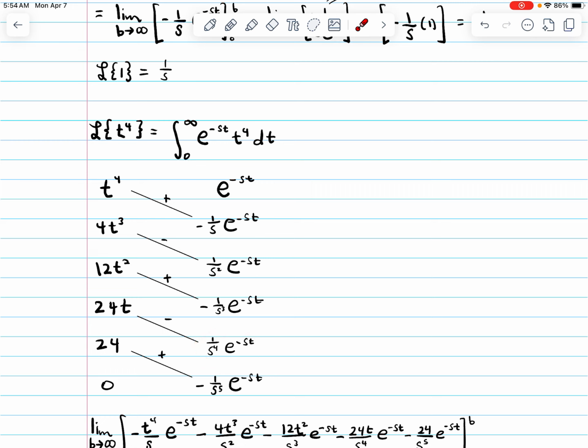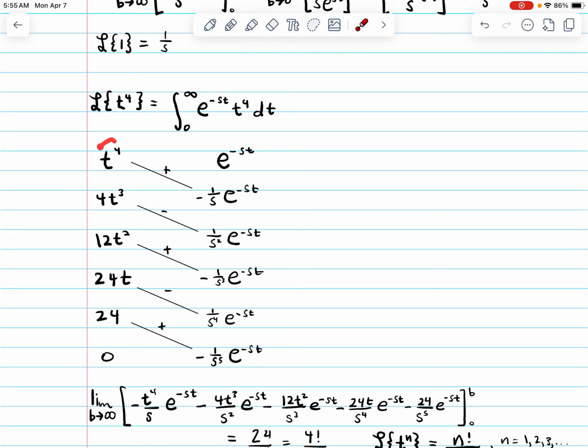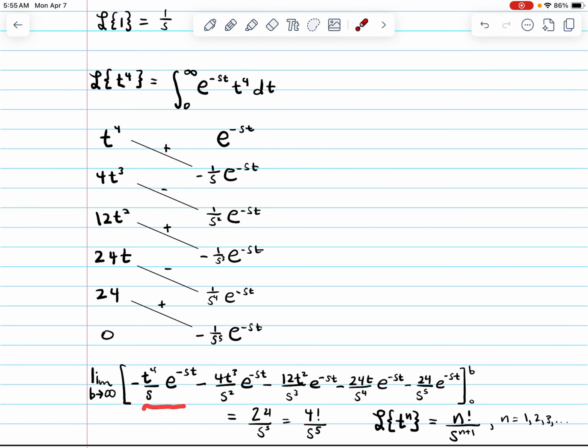We've done this before. And then you set up, you draw your lines and do the alternating plus, minus, plus, minus, plus. And then your antiderivative is simply going to be this. I'm going to do the product of these. So this is going to be negative t to the fourth over s, times e to the negative st, that part.